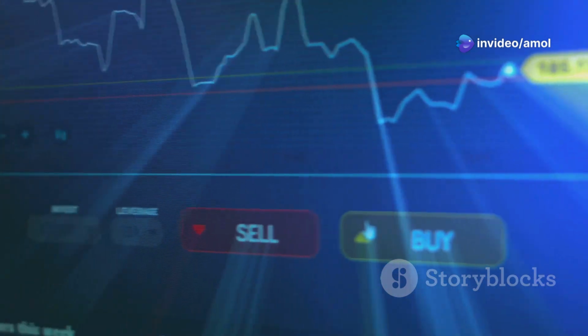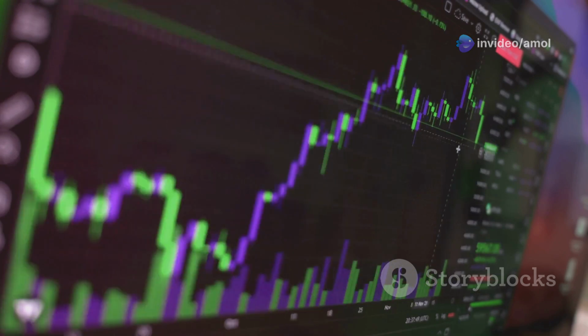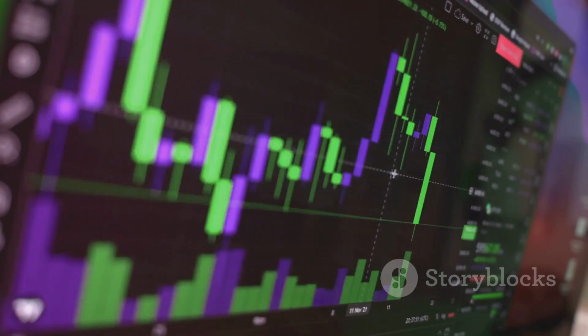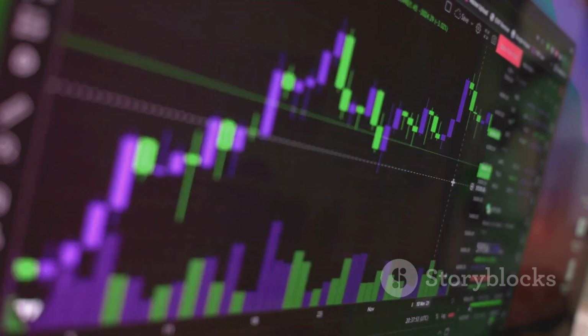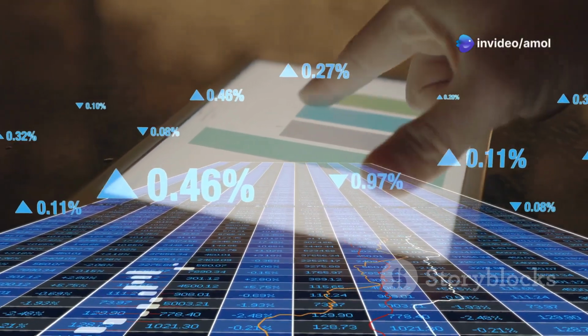Then there's the Relative Strength Index, or RSI. The RSI is a momentum oscillator that measures the magnitude of recent price changes to evaluate overbought or oversold conditions in the price of a stock. It's displayed on a scale of 0 to 100.